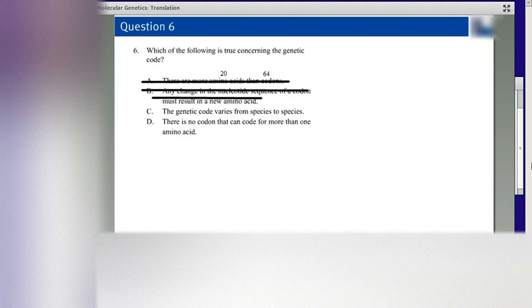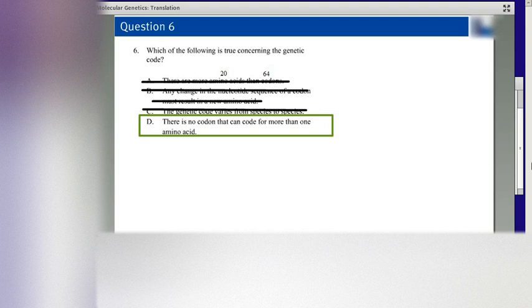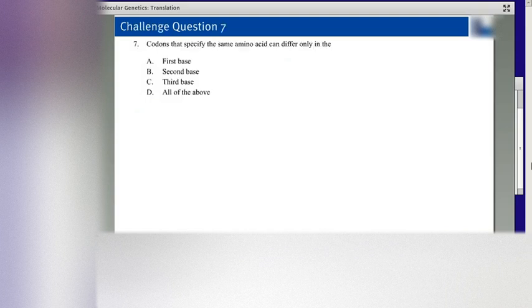Okay, well, what about C? The genetic code varies from species to species. Yeah, all species are using the same code, so we can get rid of this one, which is going to leave us here with answer choice D. I will broadcast and show you that 75% of us got this one. Very, very nice. So it's true that there is no codon that can code for more than one amino acid. We saw that there are multiple codons that can code for the same amino acid, but it doesn't go the other way. Awesome, awesome.